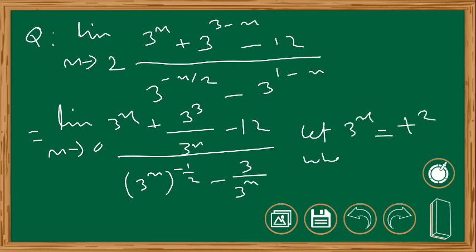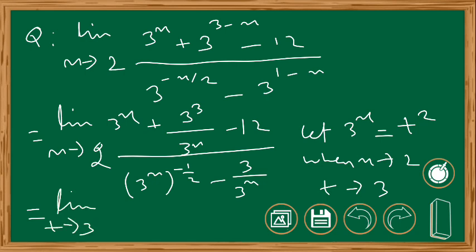Now when x tends to 2, your t square tends to 9. So 3 to the power 2, which is 9, that means t tends to 3. T tends to 3. Is that clear? So when x tends to 2, t tends to 3. So my limit has become like this: limit t tends to 3.